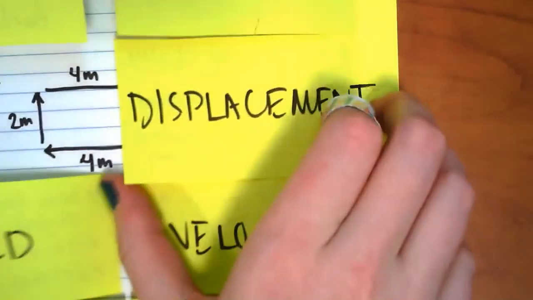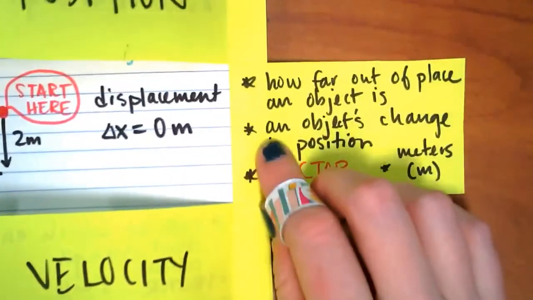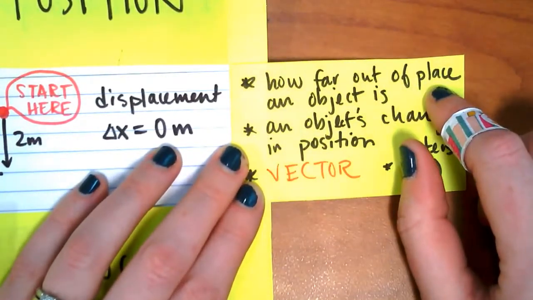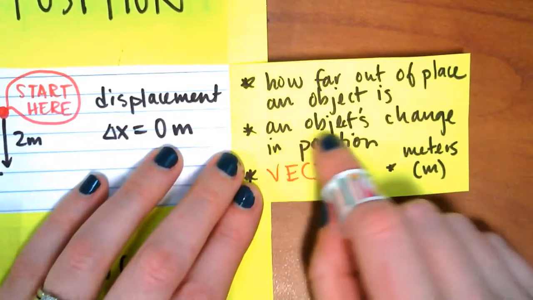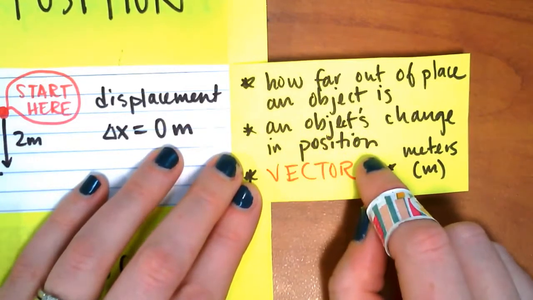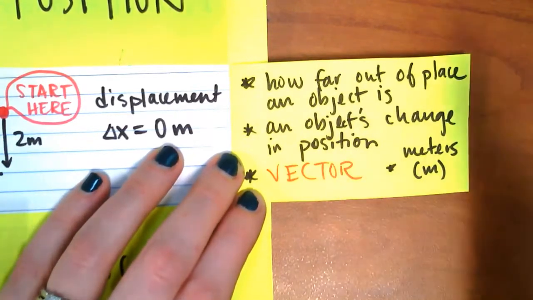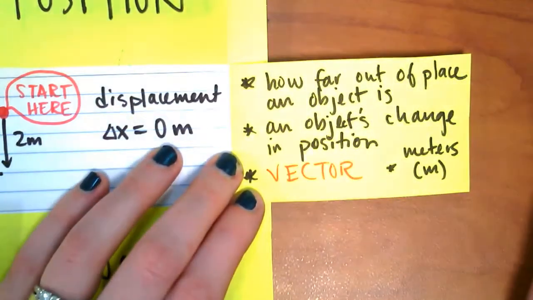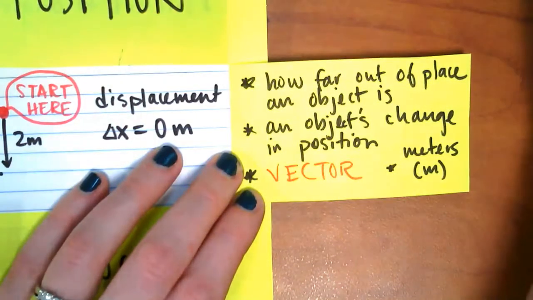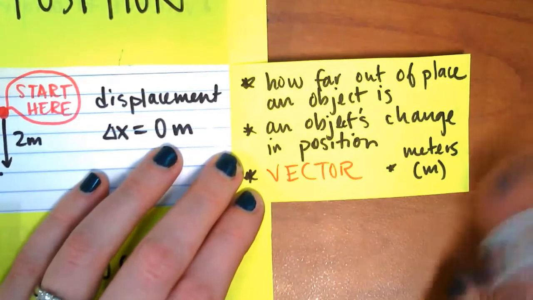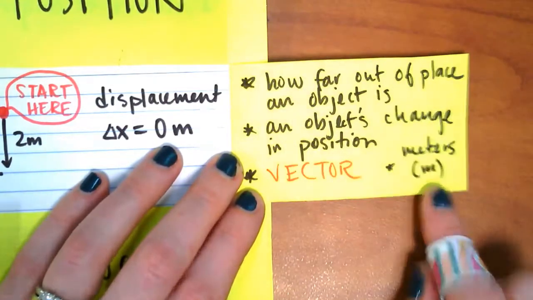Displacement, on the other hand, is a really technical term. This is how far out of place, right? Displace, an object is. It's an object's change in position. This is a vector quantity. That means it's not only a distance measured, but it's a direction. What direction out of that first position is that object? It also is measured in meters.